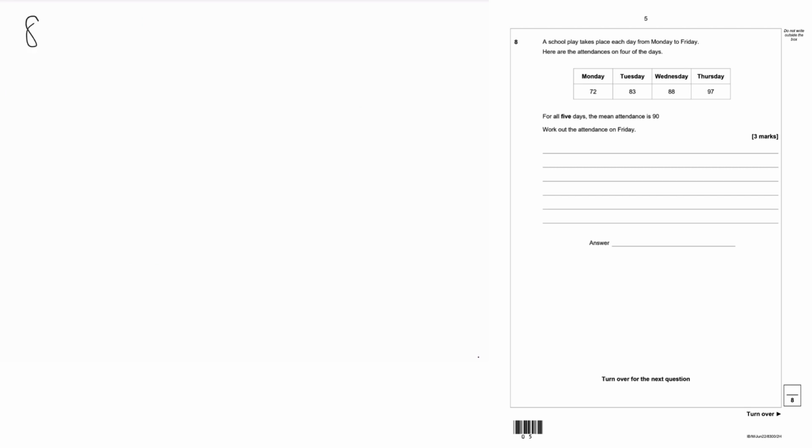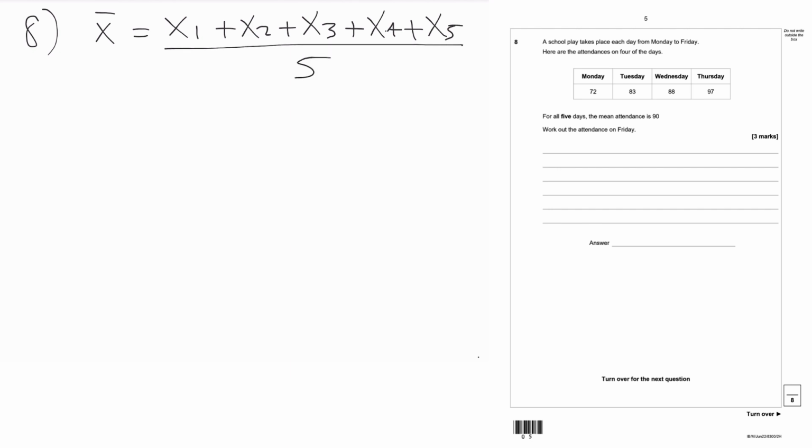So here we have question 8, and we're told that we have an average attendance for a school play on Monday, Tuesday, Wednesday, and Thursday, and that the mean attendance is 90 people. And we want to work out what the attendance on Friday is. So the first thing we want to do here is recognize how we calculate the mean attendance. So I'm going to call this x bar, which is the mean. So the mean of x is equal to x1 plus x2 plus x3 plus x4 plus x5 over the total number of occurrences, which is 5.